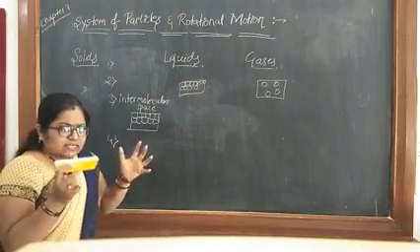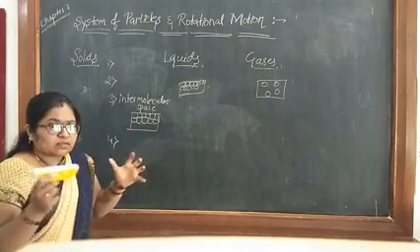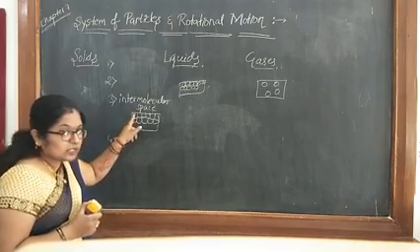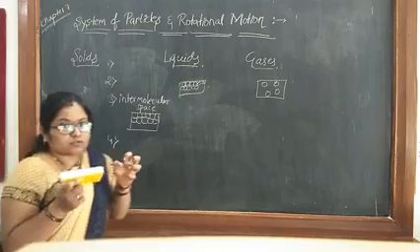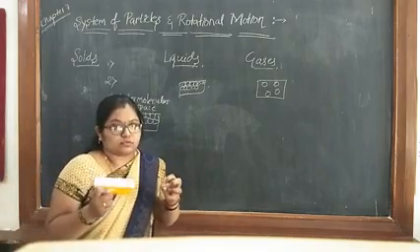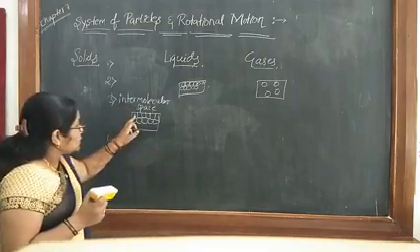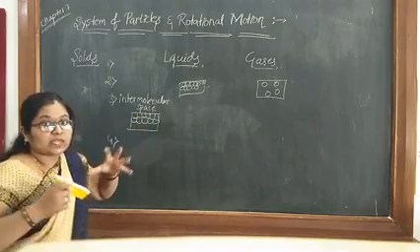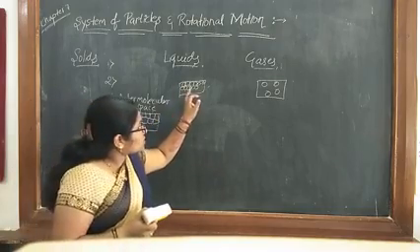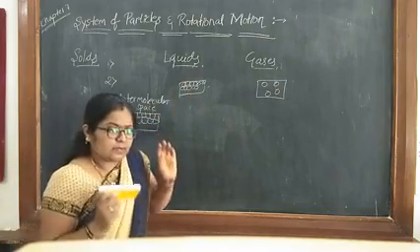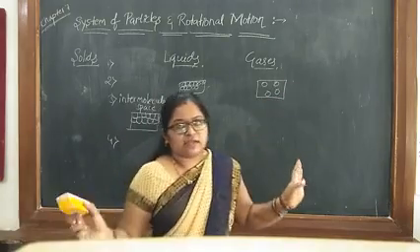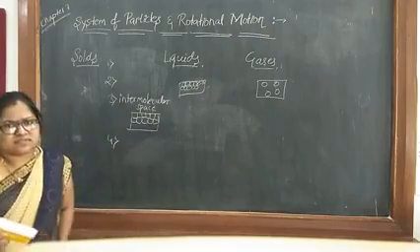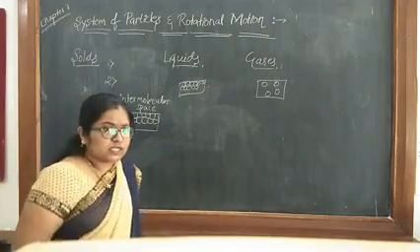Why are the molecules tightly packed? Because between any two particles, between any two molecules, there is an attracting force. Understood? The force of attraction between these particles is very high. Here the force of attraction between these particles is a little bit. Here we don't have any force of attraction between the particles. These are some properties of the solids.